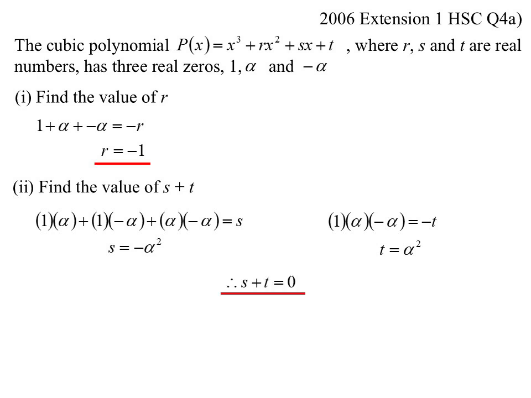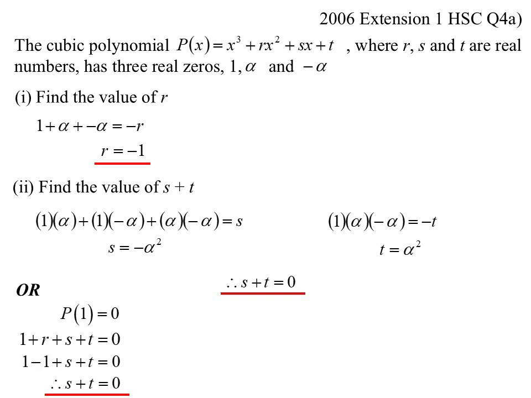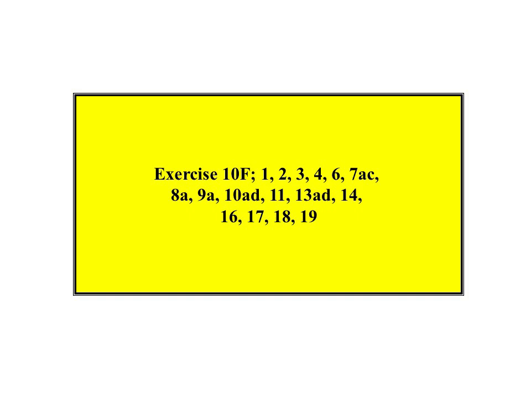Of course, I could have done it another way. I could have said this: hey, you've told me that 1 is a 0. Therefore, it satisfies the factor theorem. Polynomial 1 will equal 0. And if I substitute that in, we've already worked out r is negative 1. Therefore, s plus t is 0. That's possibly a little bit quicker than the other way. There are different ways we could approach that question. So playing around with the roots and the coefficients of polynomials.